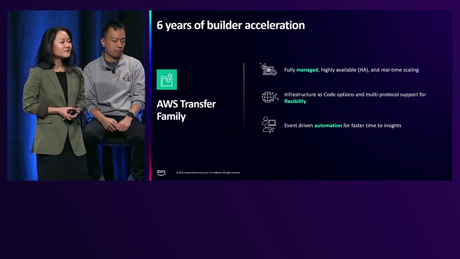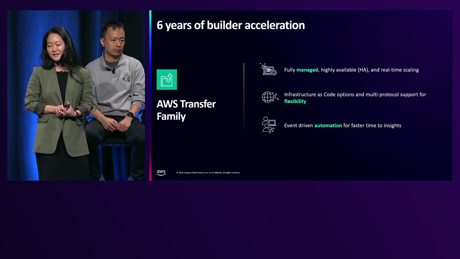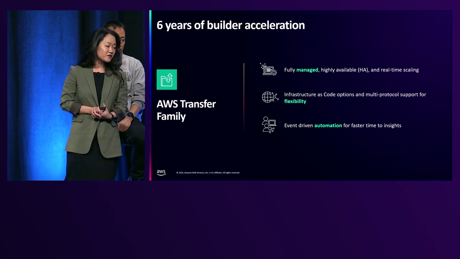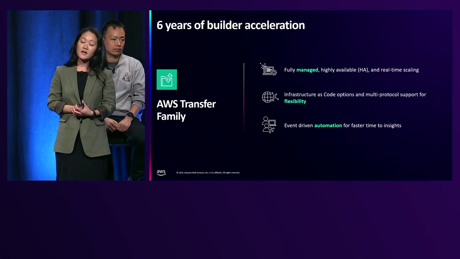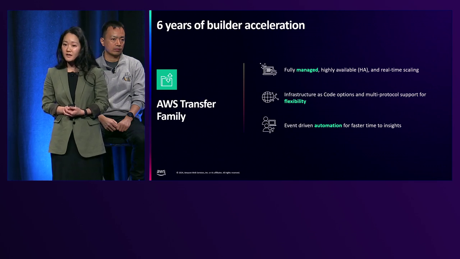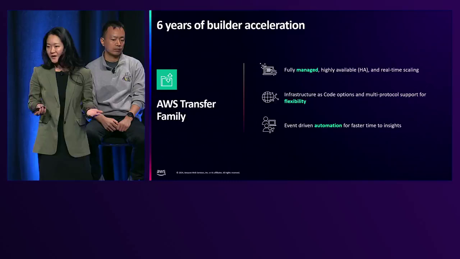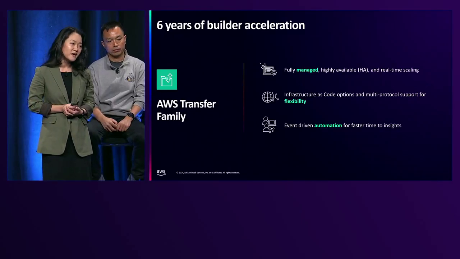And that's where AWS Transfer Family comes in. We launched 6 years ago in 2018 at re:Invent, and today our service offers bidirectional file transfer capabilities to and from your AWS storage locations and your business partners, over industry standard protocols like SFTP, FTPS, and AS2.